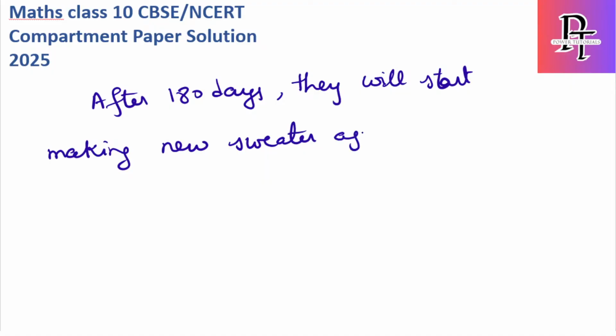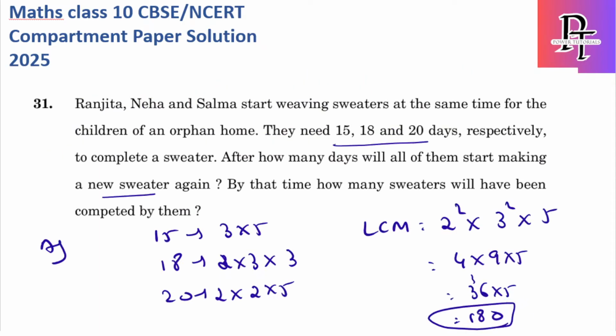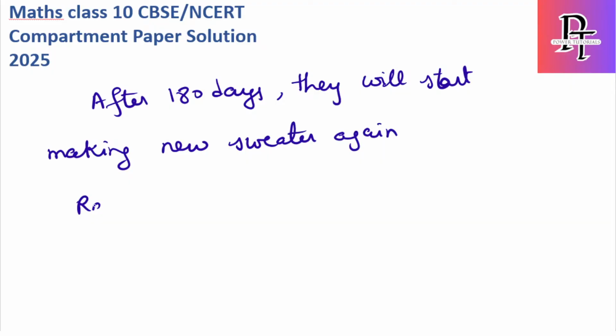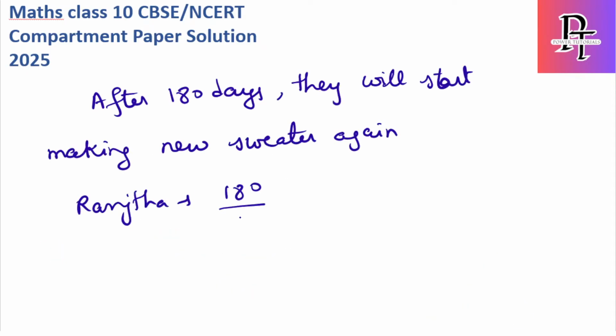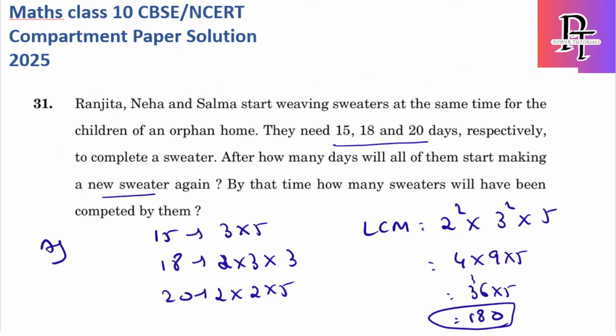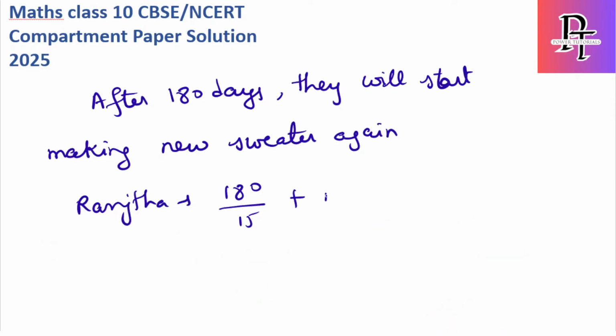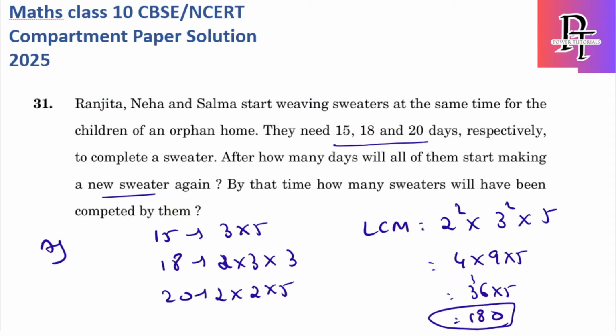Okay, so to find how many they have completed by this time, you just have to divide. Ranjita will complete how many sweaters? It is 180 days. For each sweater how many days will she take? 15 days. So 180 by 15, plus the second person, Neha, is 180 by 18, plus the third person is Salma.